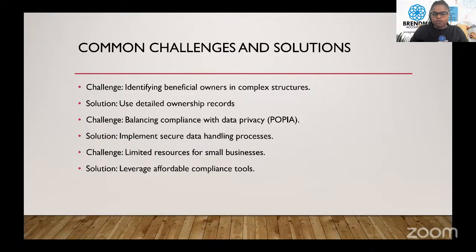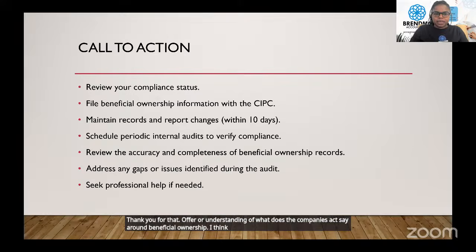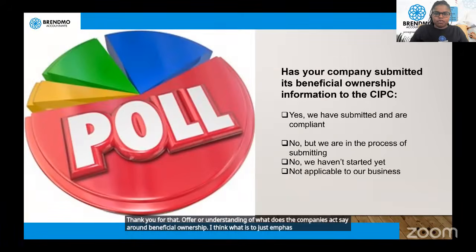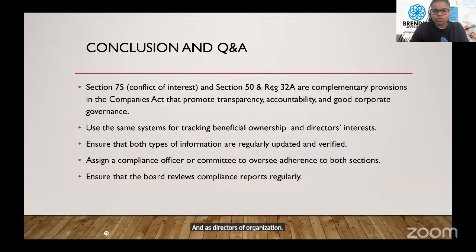overall understanding of what the Companies Act says around beneficial ownership. I think what I want to emphasize from Yolelwa's presentation is that this is legislated, and as directors of organizations, we need to comply with it because there are certain consequences if the company is not compliant.